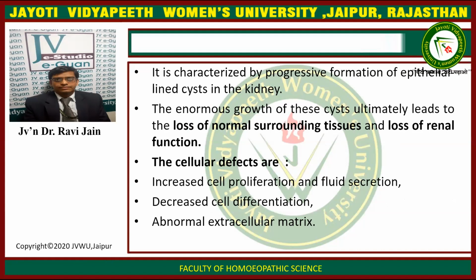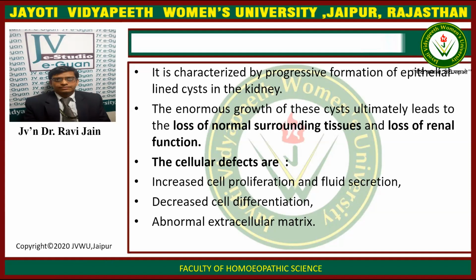Polycystic kidney disease is characterized by progressive formation of epithelial-lined cysts in the kidney. Multiple cysts are formed, and the enormous growth of these cysts ultimately leads to the loss of normal surrounding tissue. Due to the cysts, the normal tissue of the kidney loses its normal shape, and loss of renal function takes place. Because of the cysts, the kidneys are not able to function properly.